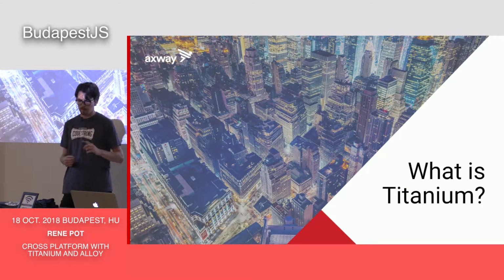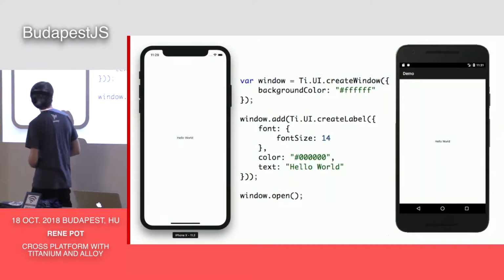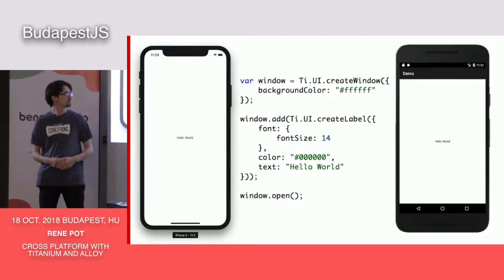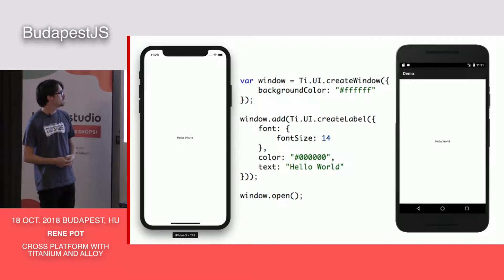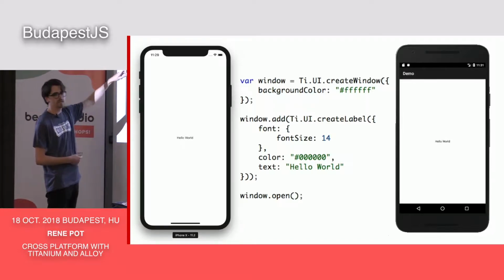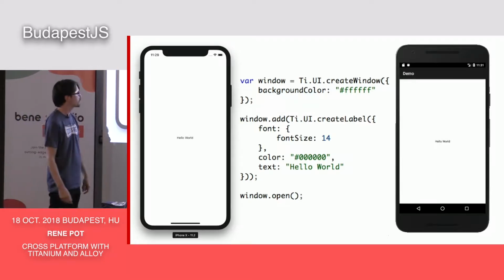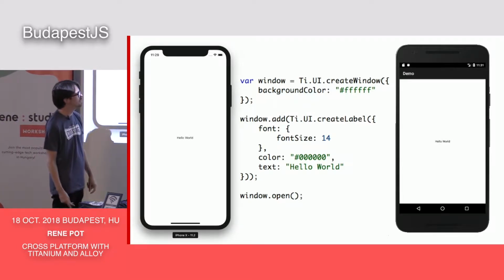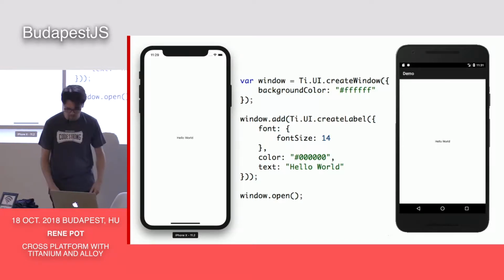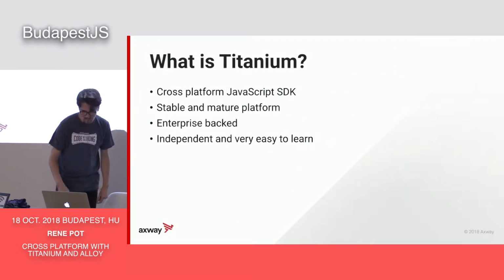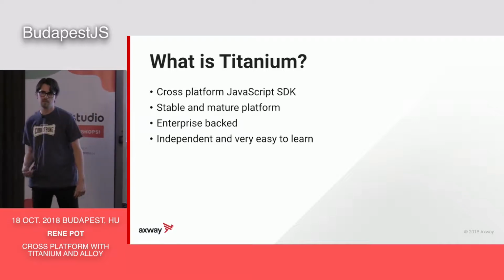But there's lots of differences, of course. So this is how you build a Hello World app. Pretty simple. You just create a window, add a label, some styling. I mean, even the styling is optional, of course. And then you open a window, and that's it. Of course, Apple will reject this app because it doesn't have enough functionality, but you have an app. So it's cross-platform, supporting iOS and Android.